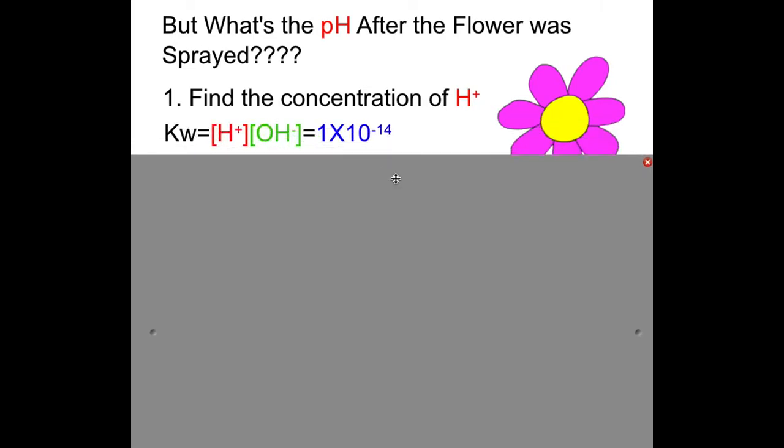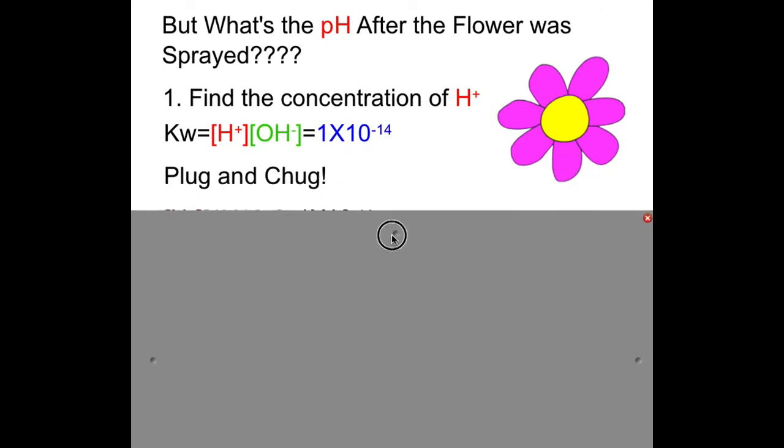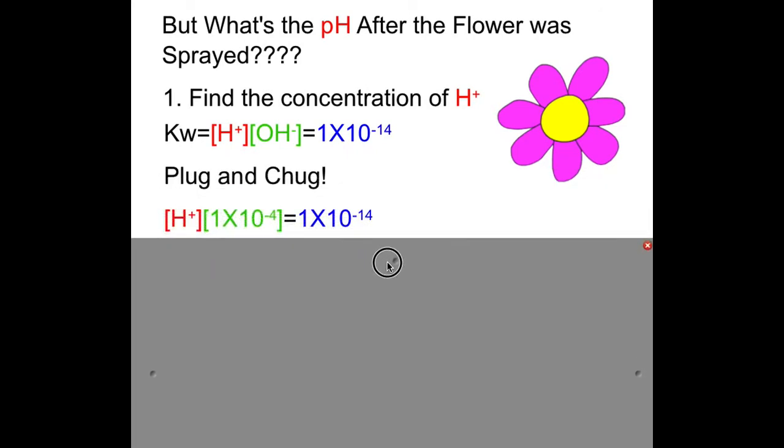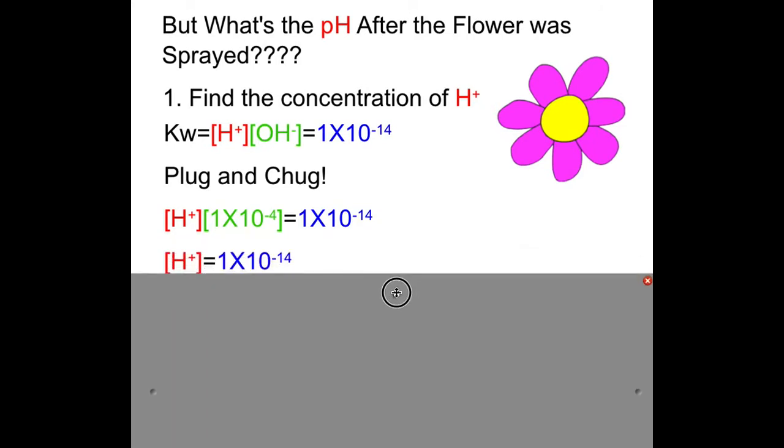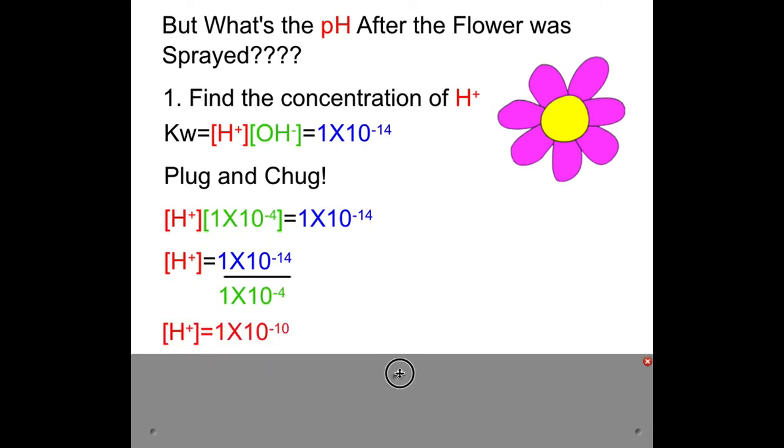You're going to use the equilibrium constant of water, which is the hydrogen ion concentration times the hydroxide anion concentration equals 1 times 10 to the negative 14. You're going to go ahead and plug and chug, and you should get an answer that looks a little something like this. From there, you're going to go to here, and finally, you should get an answer that looks like 1 times 10 to the negative 10.